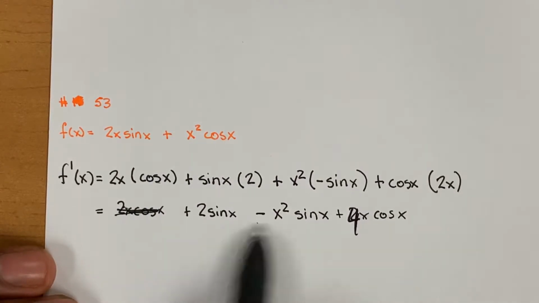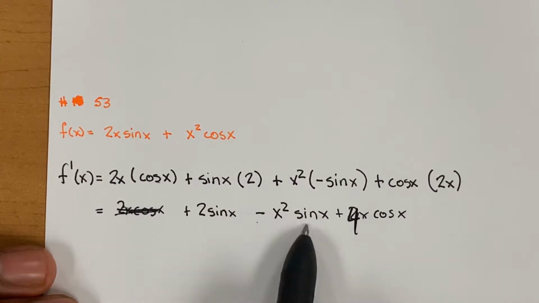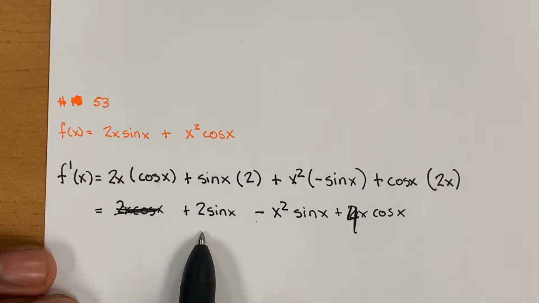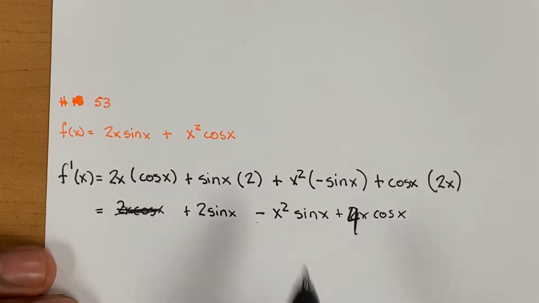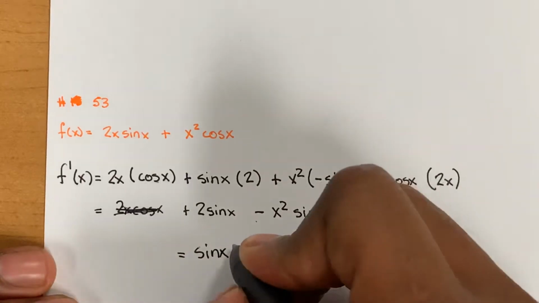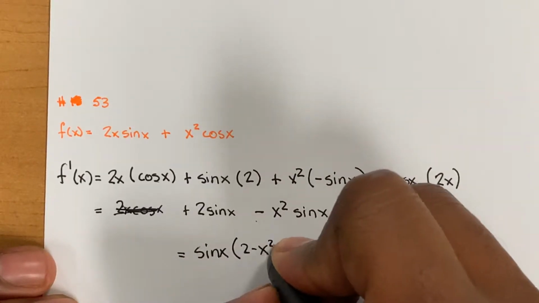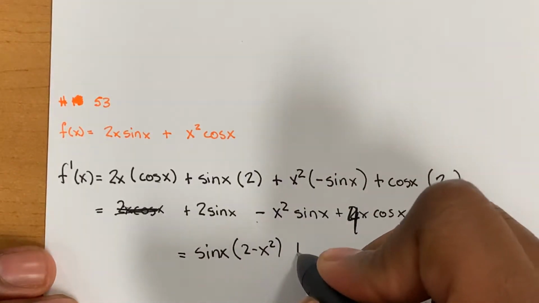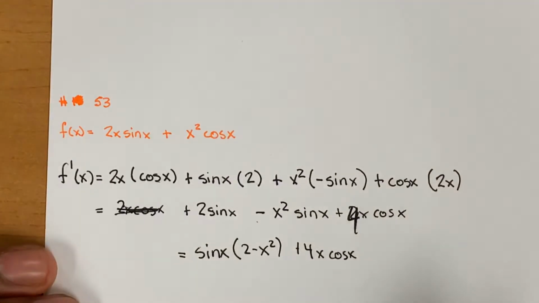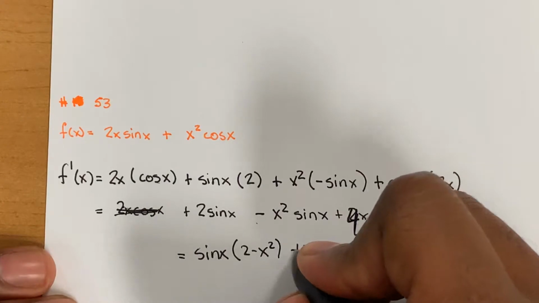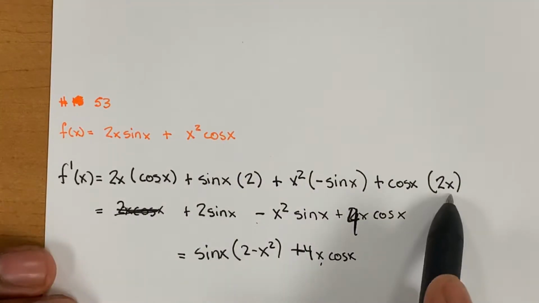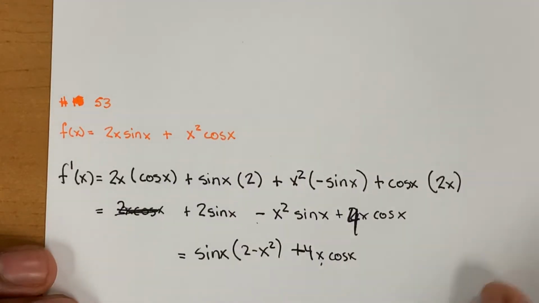You can maybe group these two terms together if you wanted to by taking out a sine x. So we could have sine x times 2 minus x squared plus 4x cosine x. But that's a terrible plus sign. That's not entirely necessary. As long as you get this step, if we're finding slope, that's sufficient.